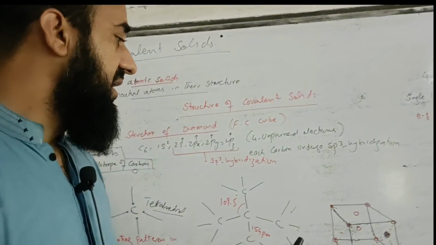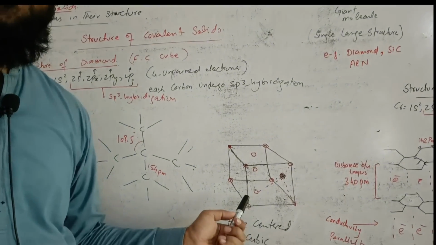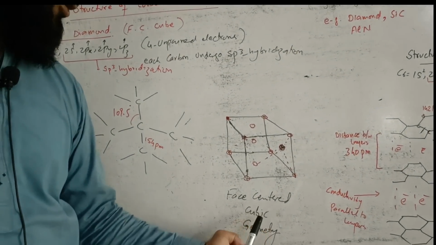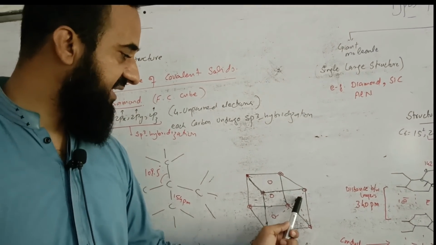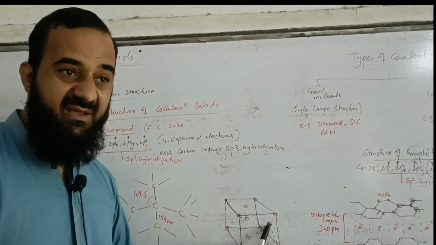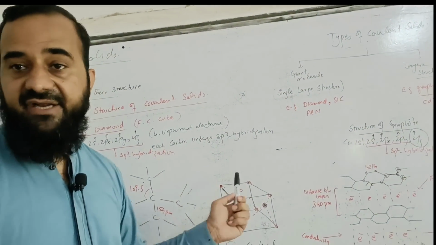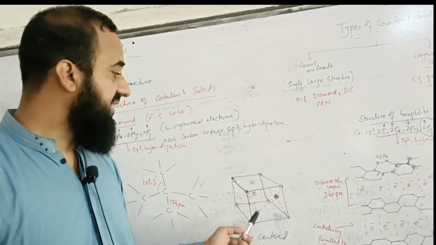If we see the structure, then the overall structure of diamond looks like a face-centered cube. In this simple representation, look at this carbon atom, it is directly attached with 4 others in a tetrahedral manner. The same kind of arrangement is repeated in the whole structure. So the overall geometry of diamond is a face-centered cube.